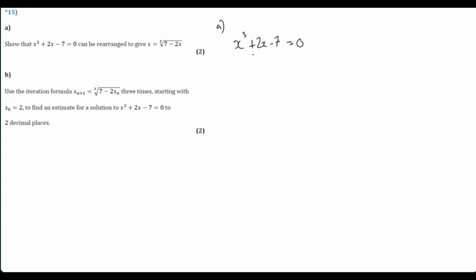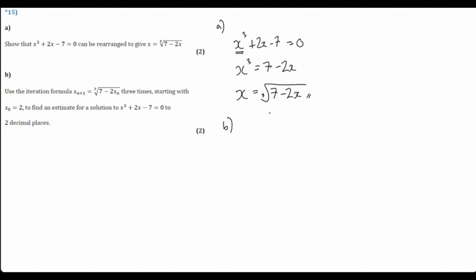And what I'm going to do is figure out which term has been rearranged. The fact that we have a cube root means this has been rearranged for x cubed. So I'm going to take away the 2x and I'm going to add the 7. So 7 take away 2x. Now cube root both sides. So we get 7 minus 2x. And those are all the steps I need to complete the question.